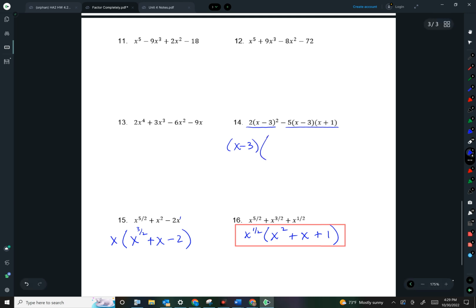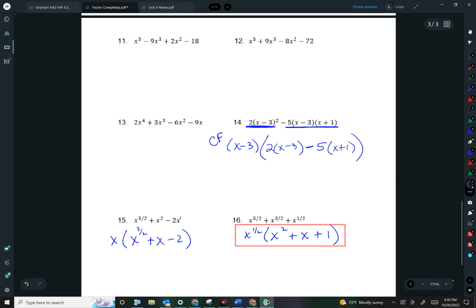If I take that out, what I have left in the first term here is not only a 2, but also an x minus 3. If I take the x minus 3 out of the second term, well, I should bring down that minus sign, sorry. I'm going to have a 5, but I'm also going to have an x plus 1. Okay, so far all I've done is common factor. Now I really need to simplify that second parenthesis to see if I should go any further. So let's do some simplifying over here.